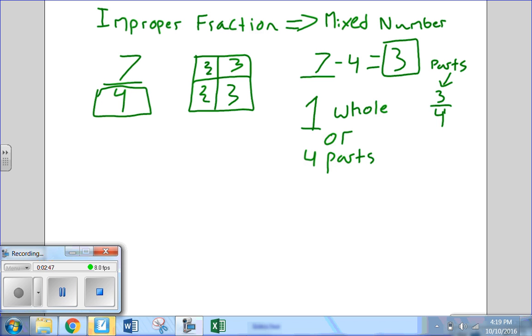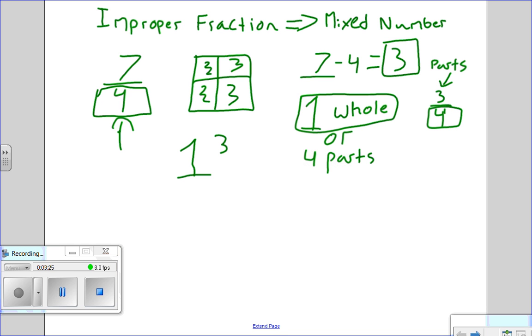Because if we go back to our denominator, our 4 over here, we know that we have 4 parts in our whole. So our whole down here, or our denominator, is not going to change at all. So I have 3 parts left. Those can't make another whole. So I look that I have one whole here, so I'm going to write that. And I have 3 parts remaining. And my denominator, which is 4, we touched on over here, is going to stay the same.